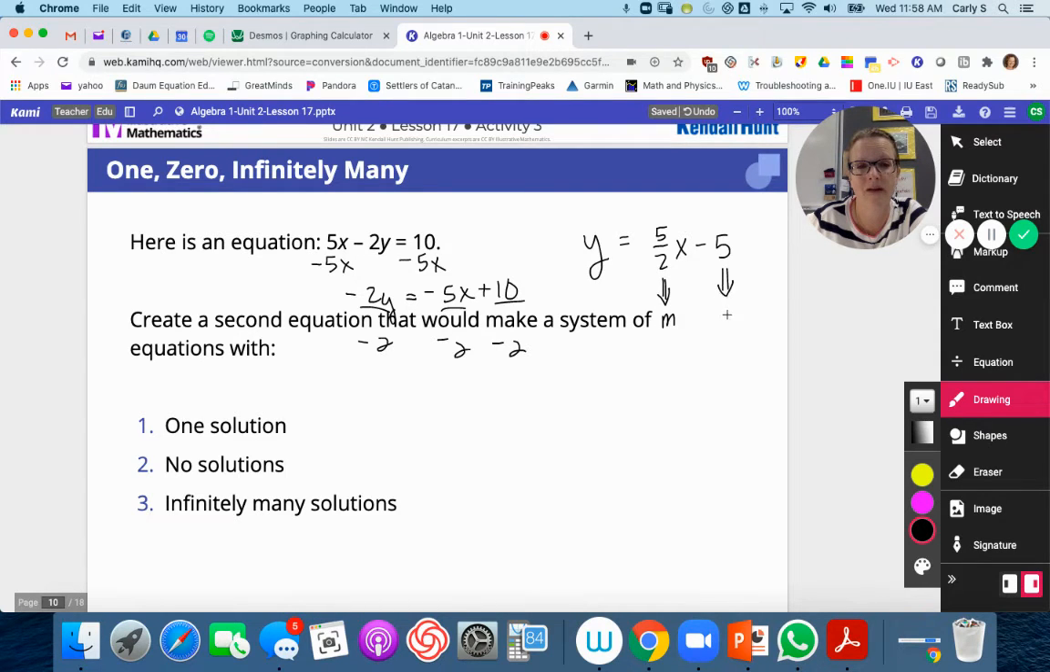And we call the y-intercept b and the slope m. For some reason, I don't know. All right, so we want one with one solution. All I need to do is write an equation with a different slope. I don't care what it is. We're going to make it 3x. And it could have the same y-intercept. Let's do plus 4. All right, let me write these down so that I can graph them. y equals 5 halves x minus 5, and y equals 3x plus 4.